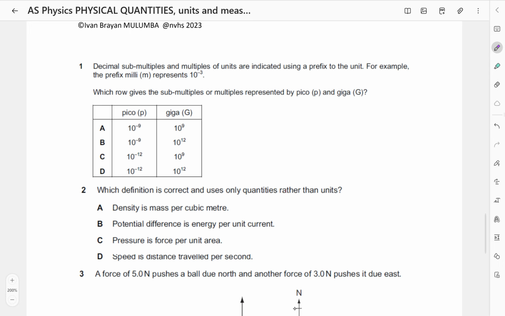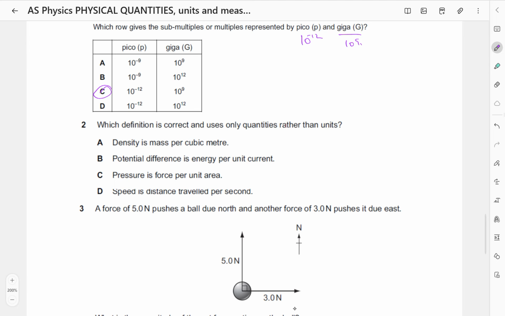Decimal submultiples and multiples of units are indicated using a prefix to the unit. For example, the prefix milli represents 10 power -3. Which row gives the submultiples or multiples represented by pico? Pico is 10 power -12, giga 10 power 9. So pico 10 power -12, giga 10 power 9. So our answer is going to be C.